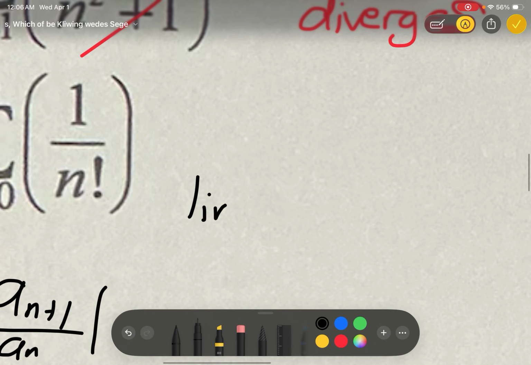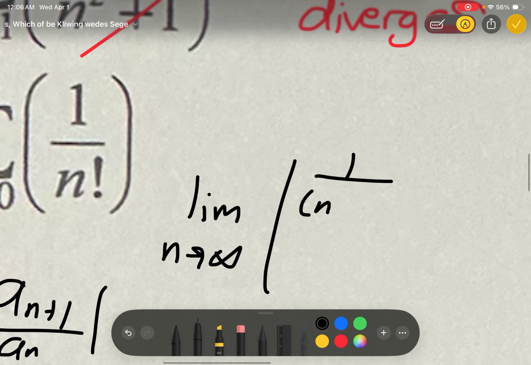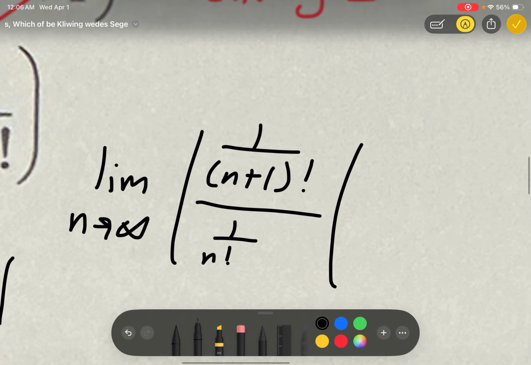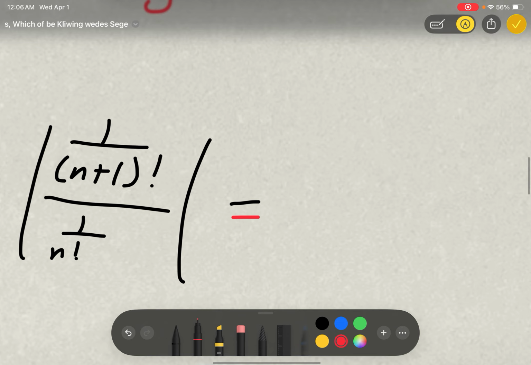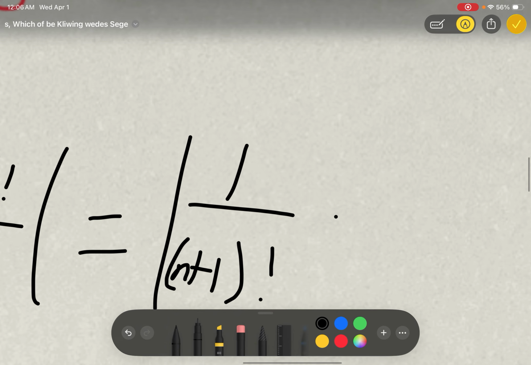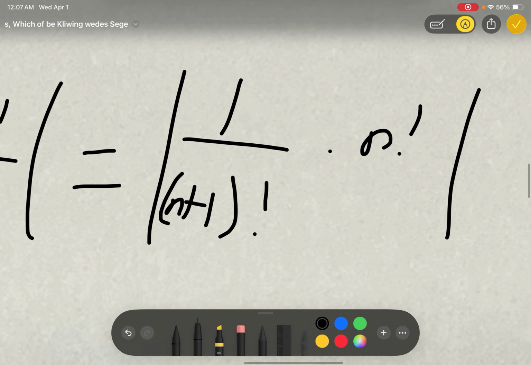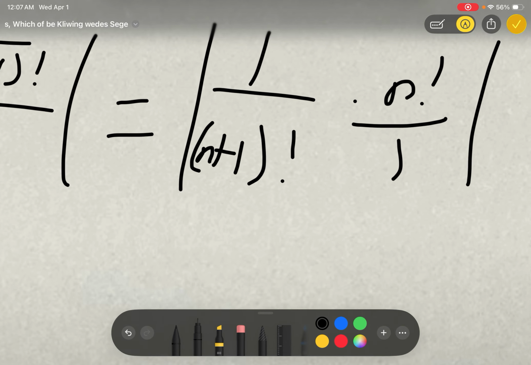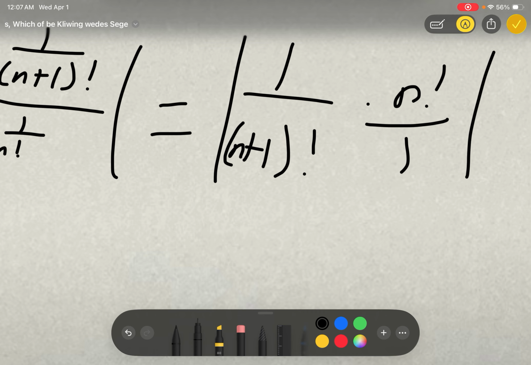So the limit as n is approaching infinity is going to be 1 over n plus 1 factorial over 1 over n factorial. We're going to leave that, and we're going to reciprocate that because we cannot have fractions in the denominator, so we're going to reciprocate everything. Now, we got this as our answer, but we're not quite done yet. Why? We can simplify this factorial.